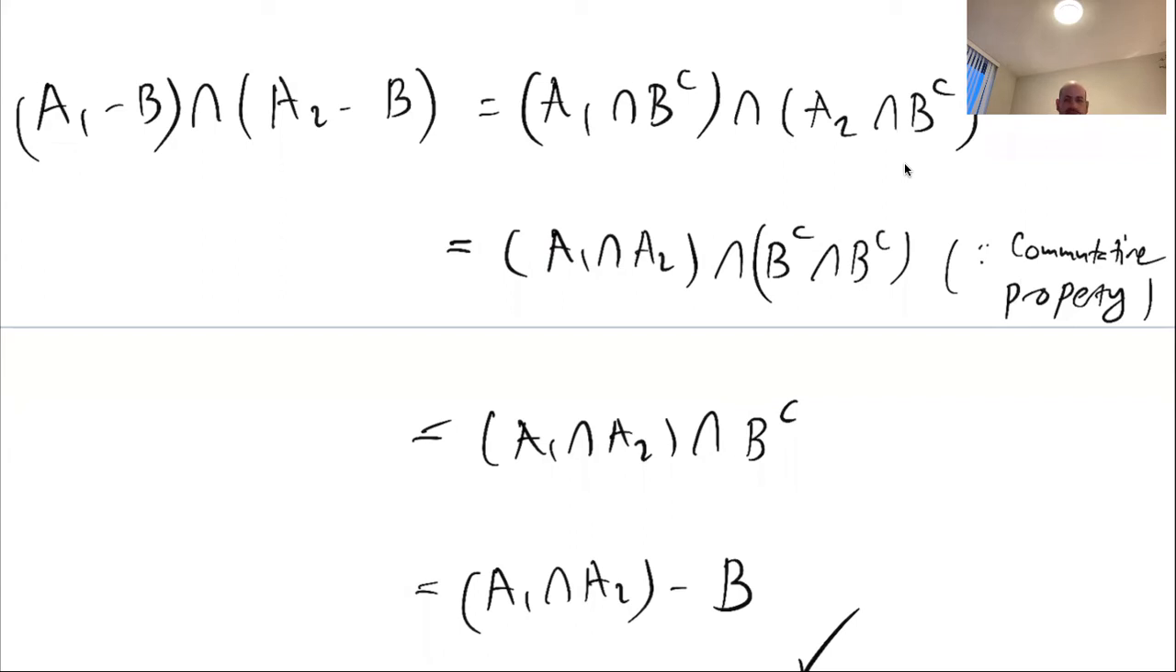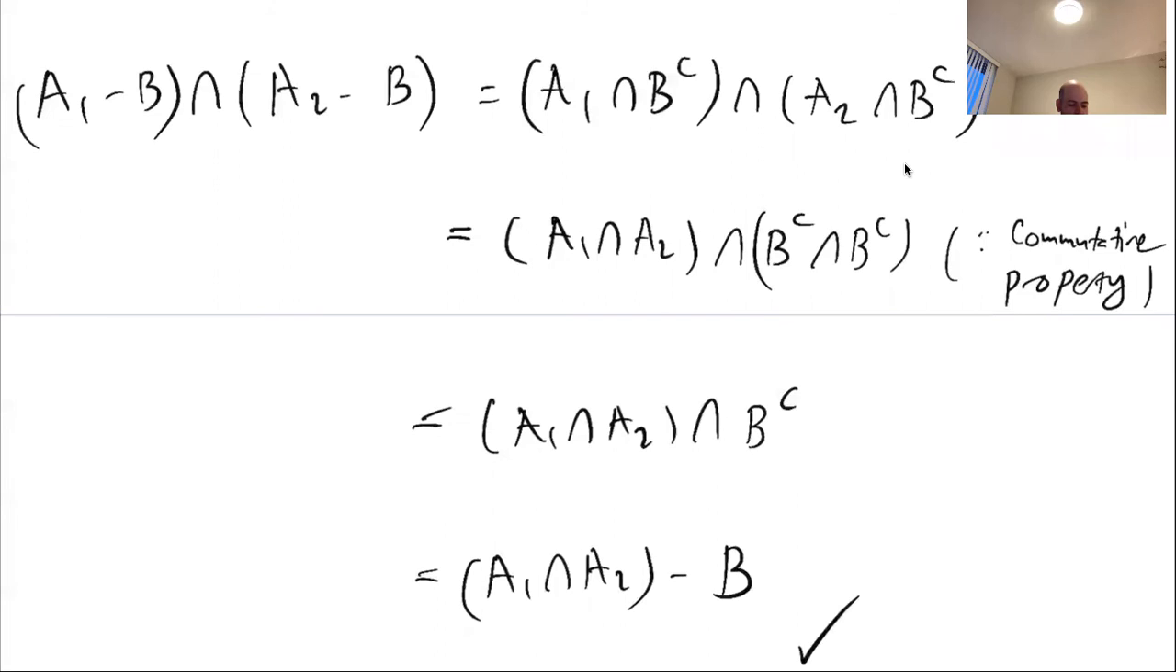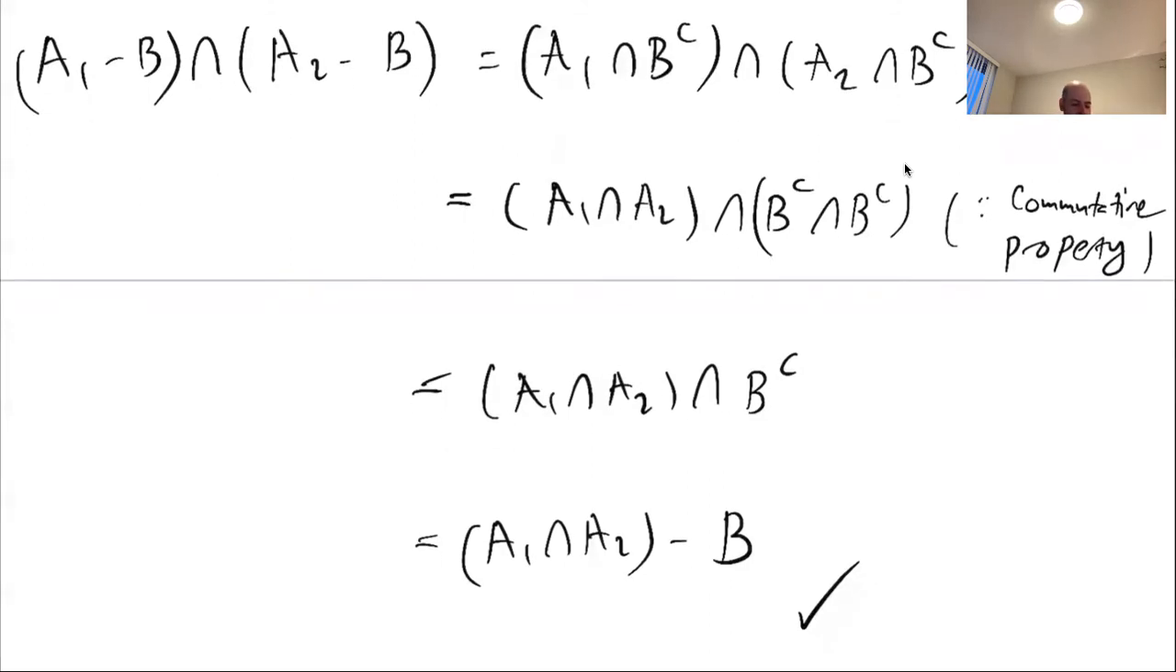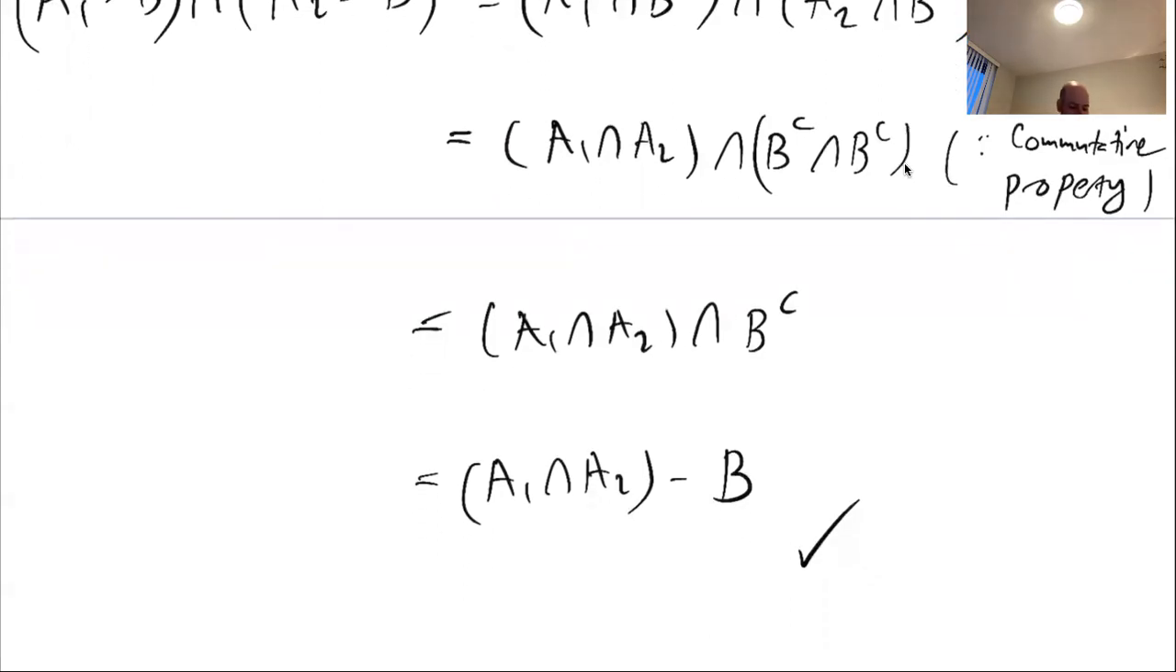Then we can use the commutative property of intersection and write this as A1 intersection A2 intersection B complement intersection B complement. All the operations, please note, are intersection, and therefore we can write it in this form. Now B complement intersection B complement is of course the same as B complement. So we can write it as A1 intersection A2 intersection B complement. Now any set intersection B complement is the same set minus B, right? That's the meaning of a set minus B. So we can write this as A1 intersection A2 minus B.